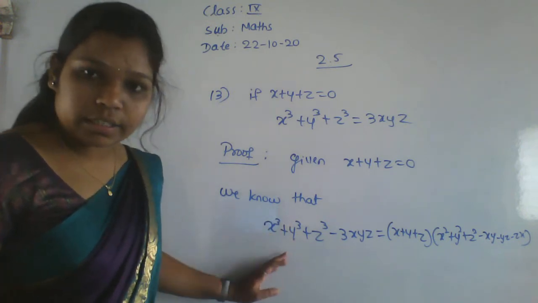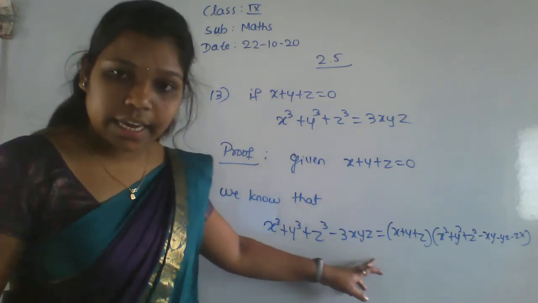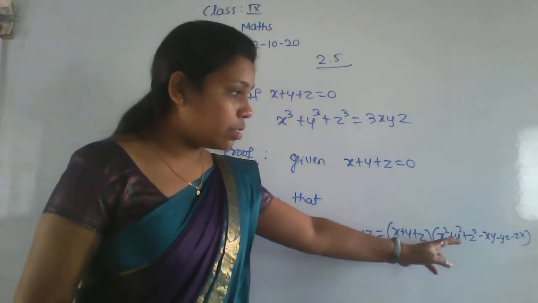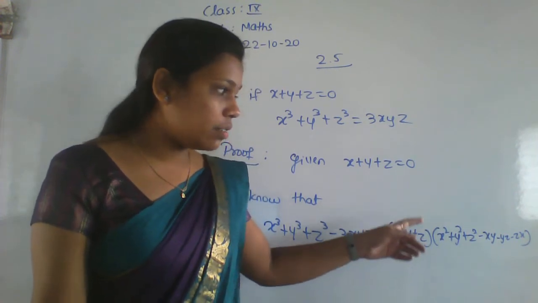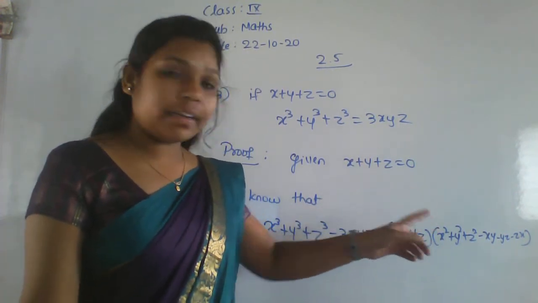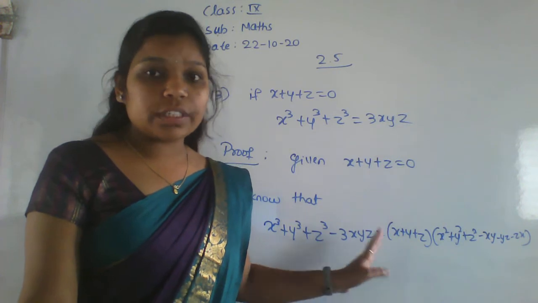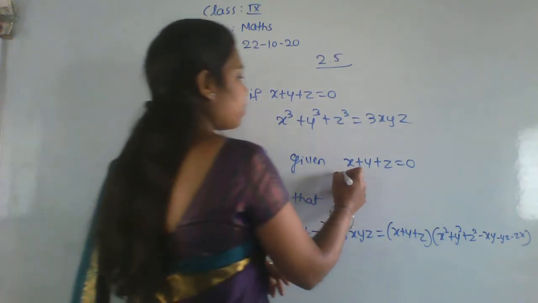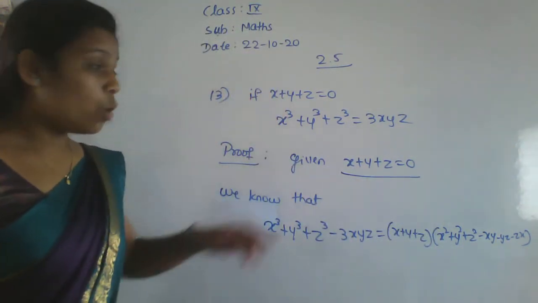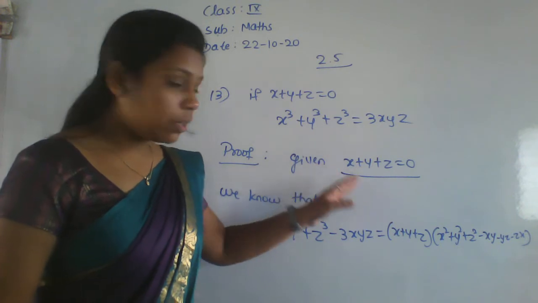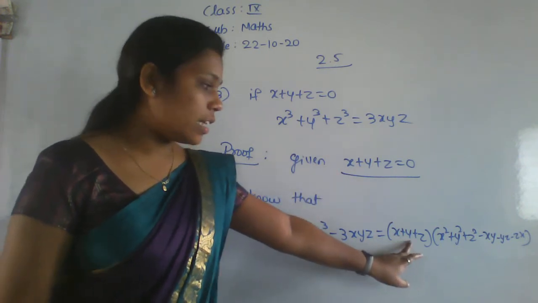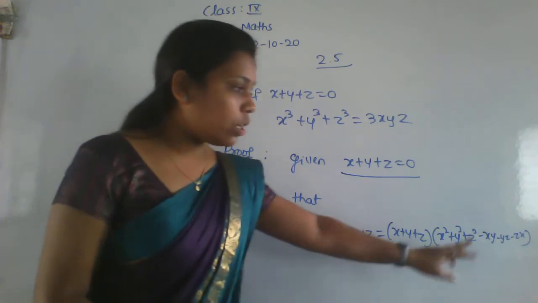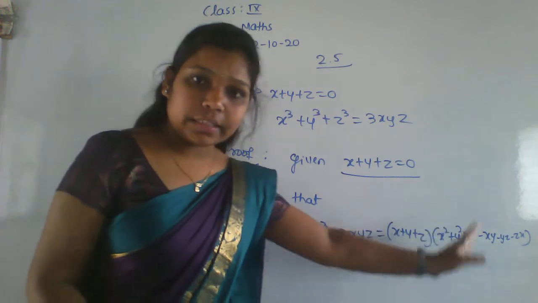We know this formula, x cube plus y cube plus z cube minus 3xyz is equal to x plus y plus z into x square plus y square plus z square minus xy minus yz minus zx. This is one of the identities we know already, right? So the given condition is x plus y plus z is equal to 0. Substitute the given term in this formula. Here x plus y plus z is there, so put 0. The whole term will become 0. 0 into anything is 0 only.